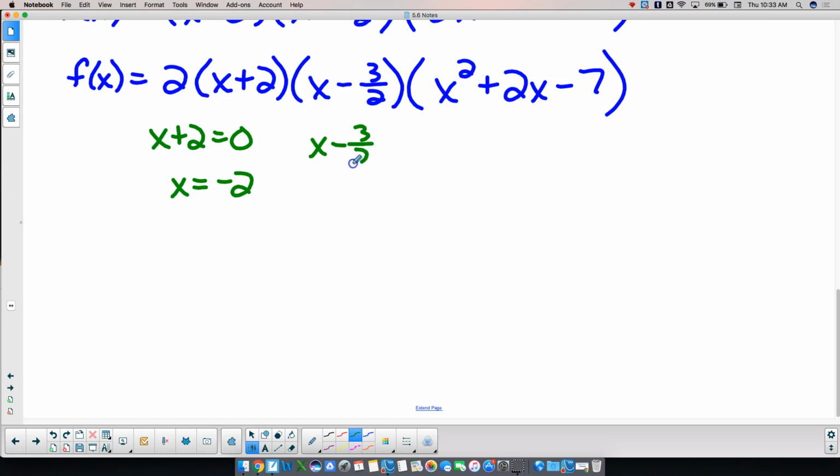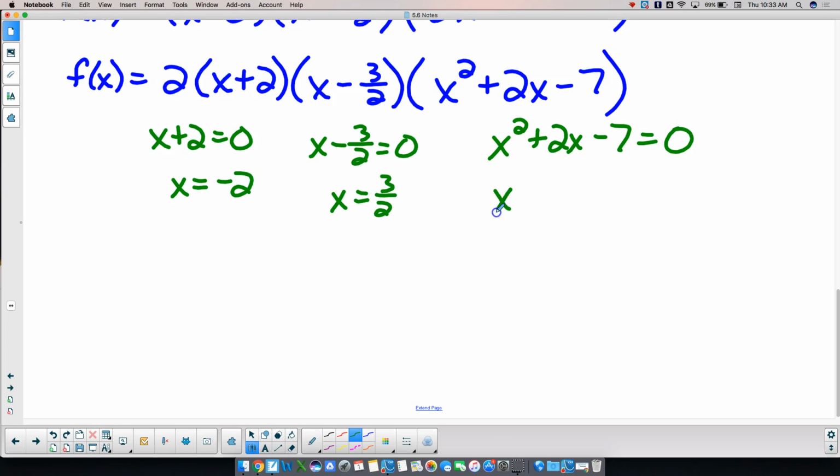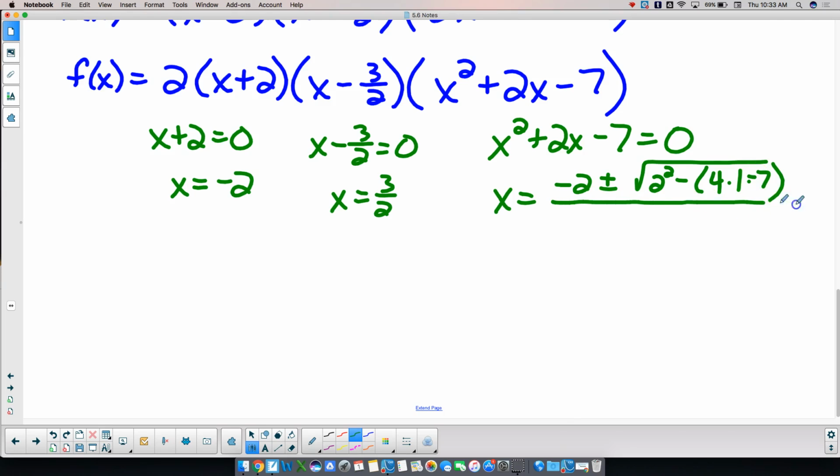X minus 3/2 equals 0. That gives me the 3/2 that we had before. And x squared plus 2x minus 7 is equal to 0. So I've got the quadratic formula for that one. Plus or minus the square root of 2 squared minus 4 times 1 times 7. Oops, times -7, excuse me. All over 2.